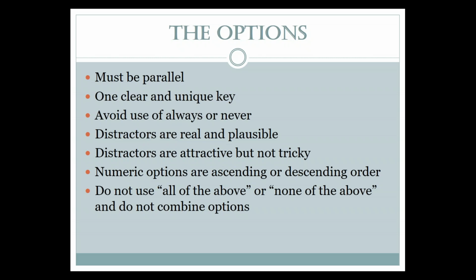Our distractors should always be real and plausible and attractive but not tricky. Think of common mistakes that you've seen, common misconceptions when formulating your distractors. If you use numeric options, they should always be in ascending or descending order with no overlap. And we do not use all of the above, none of the above, and combination options as choices.